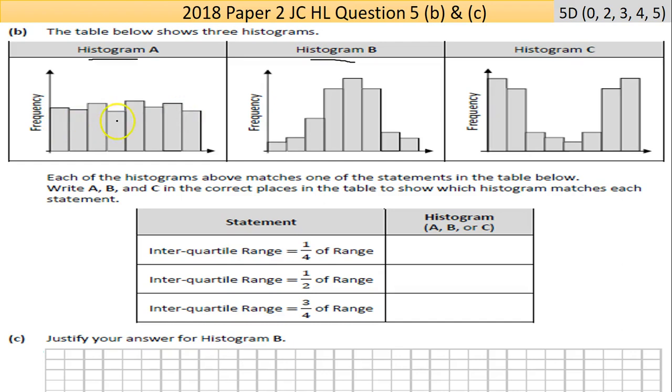So the data is consistent throughout. The mean would probably be in the middle. This one is more or less the normal distribution, so you have your standard curve like that.